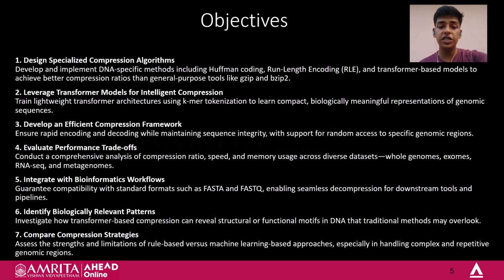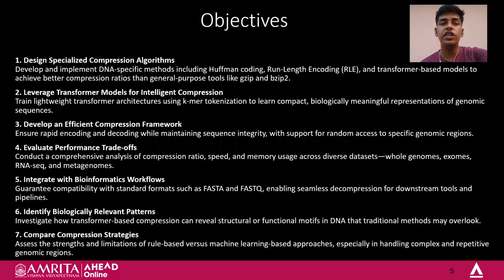Let's get into the objectives of this project. First, we aim to design specialized compression algorithms tailored specifically for DNA. This includes implementing methods like Huffman coding, run length encoding, and transformer based models to outperform the general purpose tools like GZIP and BZIP2. Second, we plan to harness the power of transformer models by training lightweight architectures on k-mer tokenized sequences. These models will learn compact and biologically meaningful representations for intelligent compression.